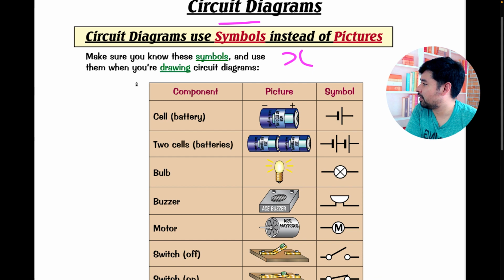And then we have here: make sure you know these symbols and use them when you are drawing circuit diagrams. So what we need to do here is learn the symbols, and why we have to learn them: so we can not only identify them, but also draw them. Because these symbols are very important. They have a meaning. Eles têm significado. So that's why you should focus on the symbols. Let's go on.